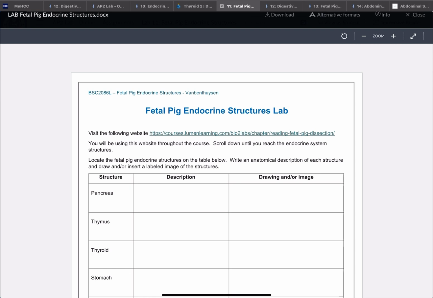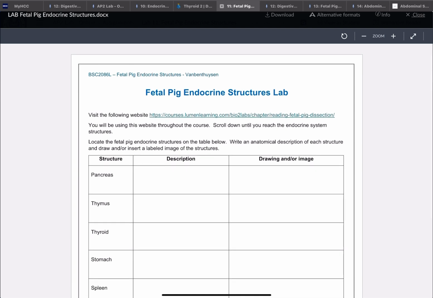The next one, a lot of you are using alternative images, which is okay, but the ones that are going to be on your lab exam that you're going to see and be tested on for the fetal pig are going to be the images that are derived directly from the links that I incorporate within each lab. So if you click on the lab link up here, it's going to show you the fetal pig structures.